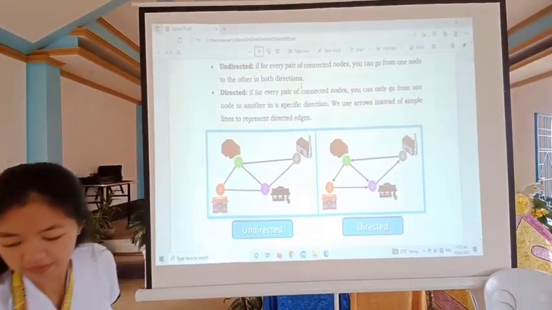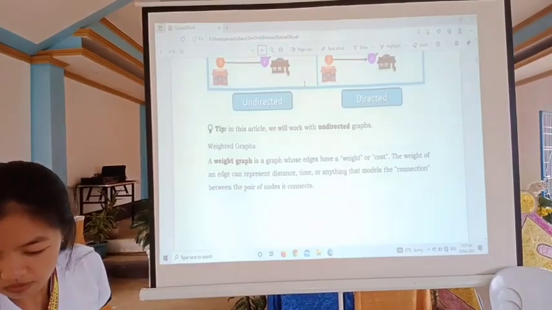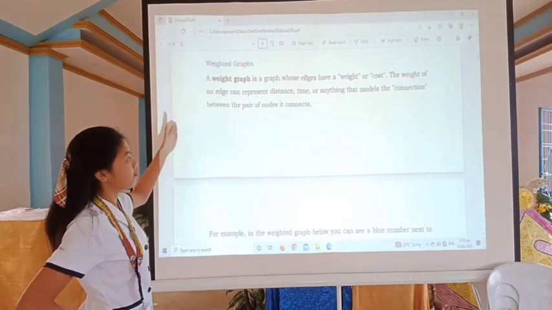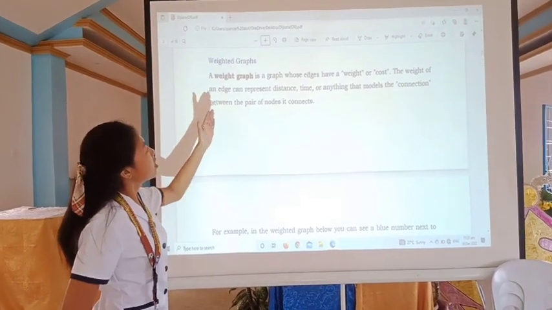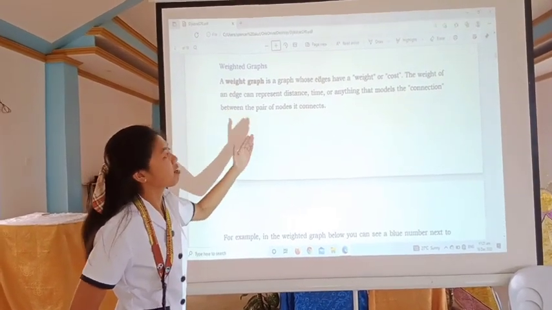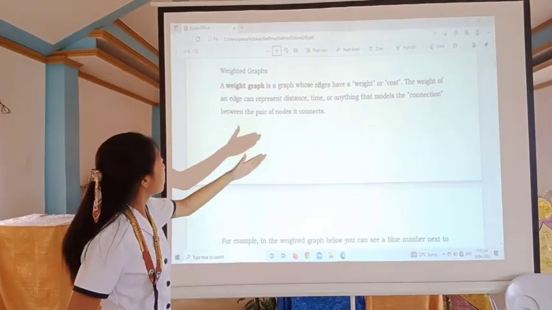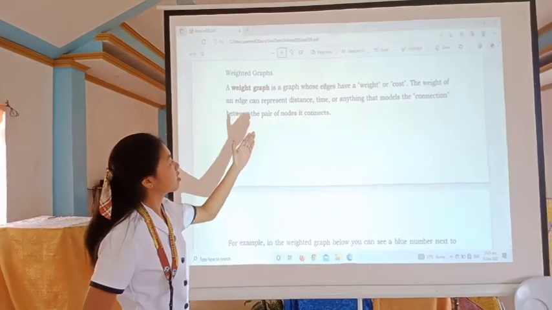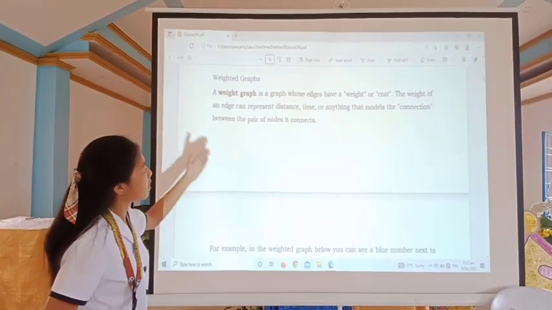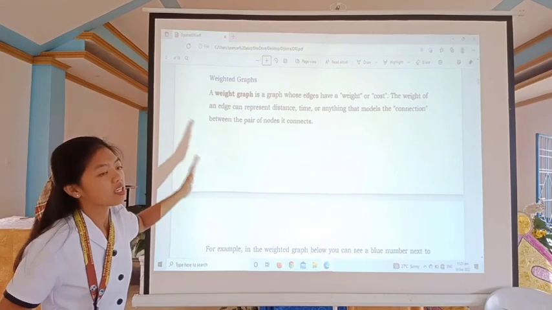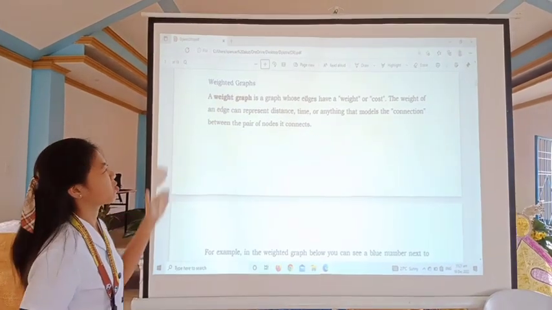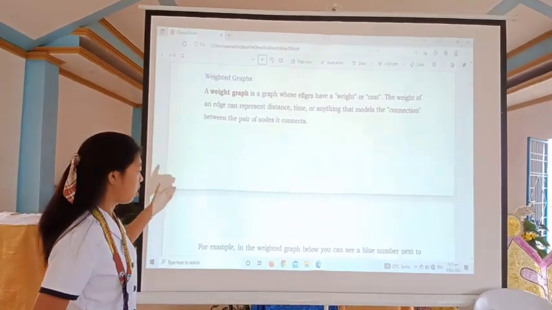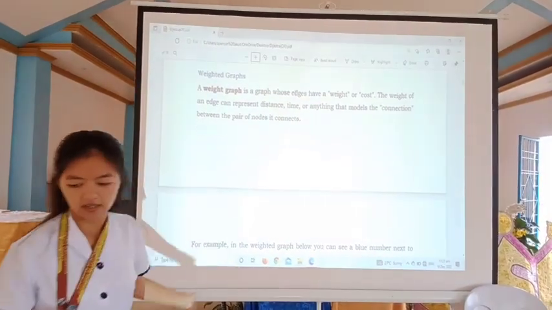Next, we have weighted graphs. Okay, definition. A weighted graph is a graph whose edges have a weight or cost. The weight of an edge can represent distance, time, or anything that models the connection between the pair of nodes it connects. The weight could be the distance, the time, or anything that models the connection. Okay, we have an example here.